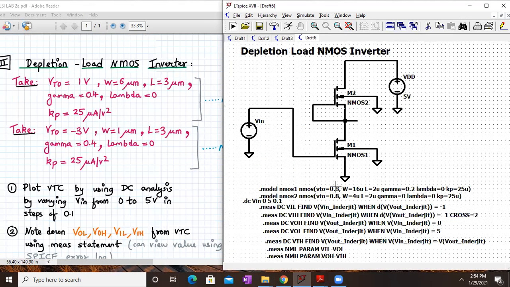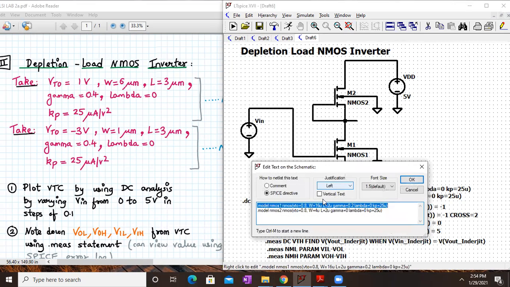NMOS 1 driver is 1 volt, and W over here, let's consider to be 6. L is 3 micro. Gamma is 0.4 over here. Again, it's a non-zero substrate bias, and TP is the same.